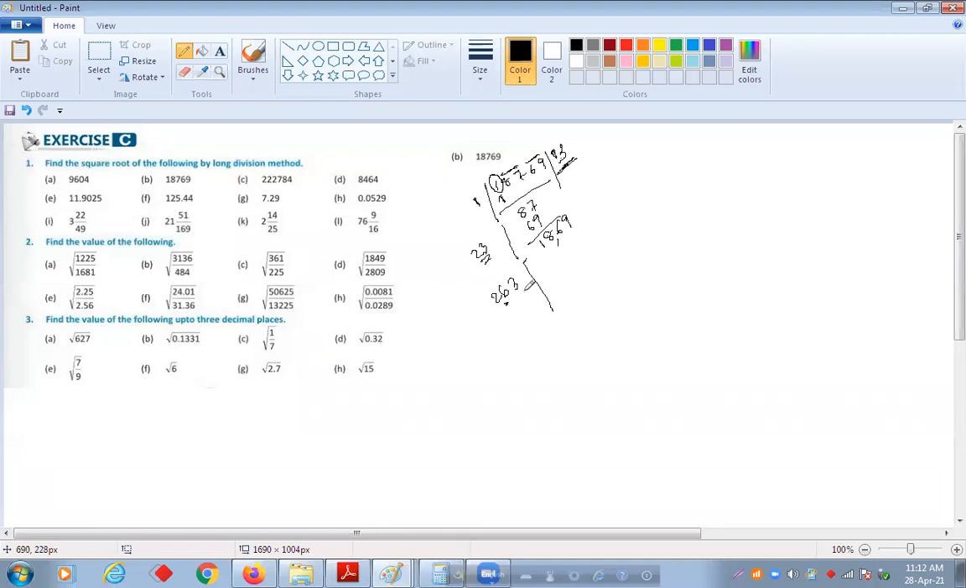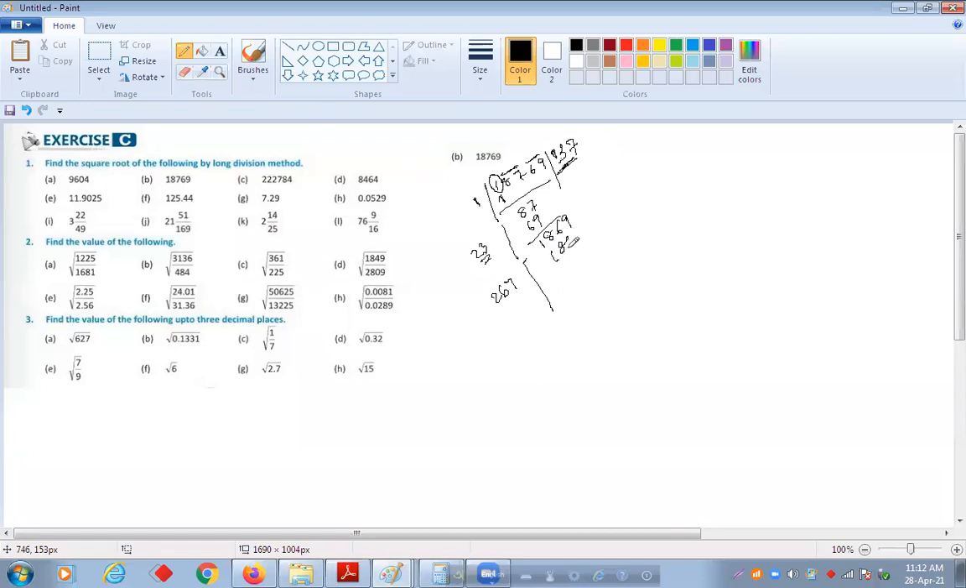That means we will try at least 7 or 8 or 9. We will first try with 7. 7 sevens are 49. 4 in hand. 7 sixes are 42, and 4 is 46. 46, 4 in hand. 7 twos are 14, and 4 is 18. It becomes equal with this. Nice, then our number will be 7. We will write here 7.